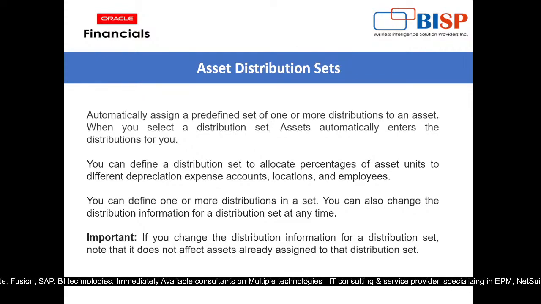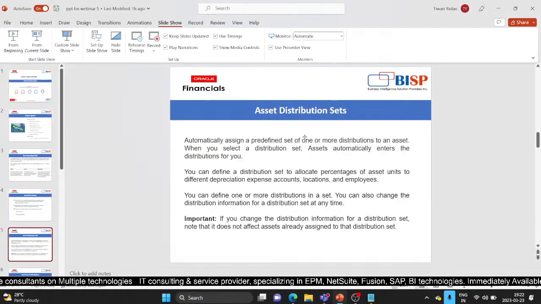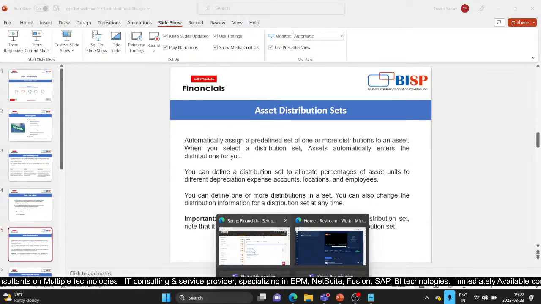You can define one or more distributions in a set. You can also change the distribution information for a distribution set at any time. But if you change the distribution information for a distribution set, it may not affect the assets which are already assigned to a distribution set. Means it will be applicable from when you apply it, prospectively, not retrospectively. So we'll go in the instance and see how we can define these asset distribution sets.